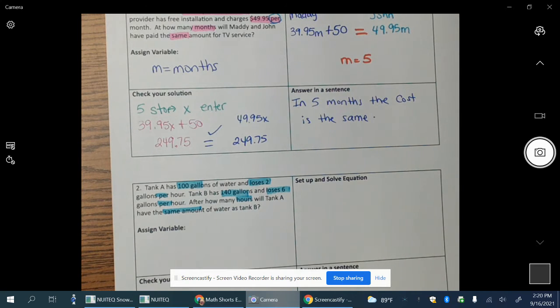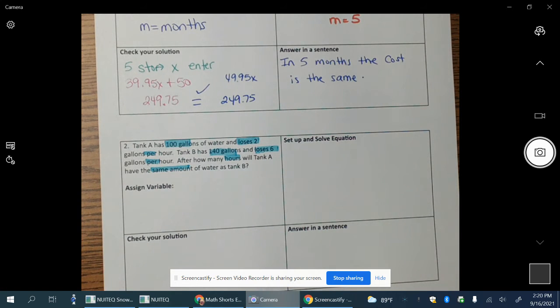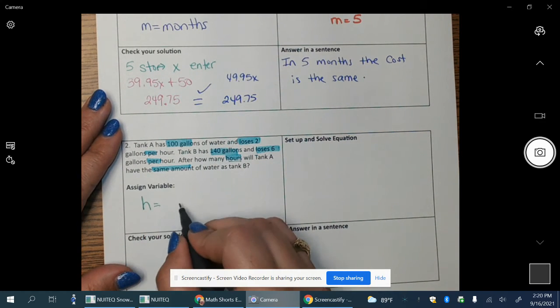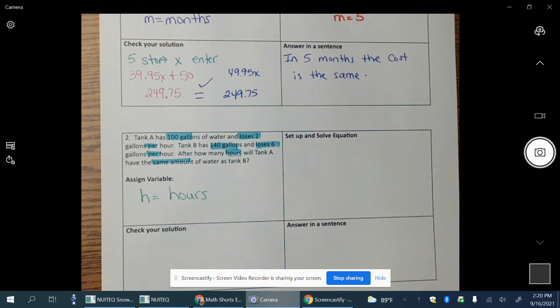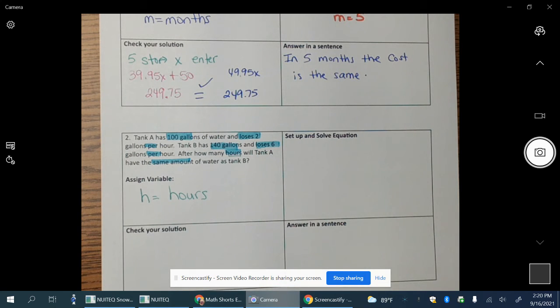Okay, perfect. Thank you. The first thing we have to do is define our variable. What are we looking for? Know the thing, what it is. What does the question ask? How many hours? So what do y'all think a good variable would be? H for hours. Yes, it talks about gallons, but it talks about hours too, so you have to make sure you know what it's looking for. Hours. Okay. So let's write our equation.